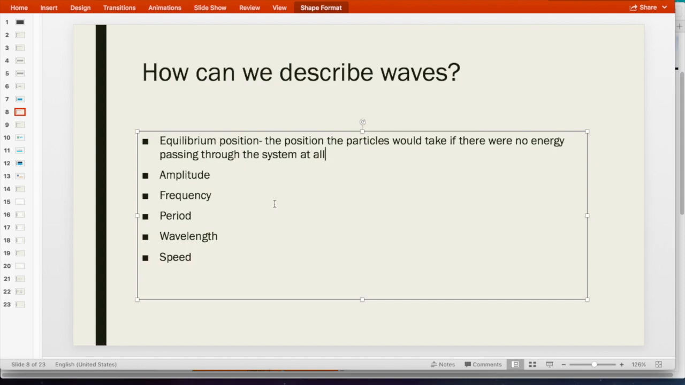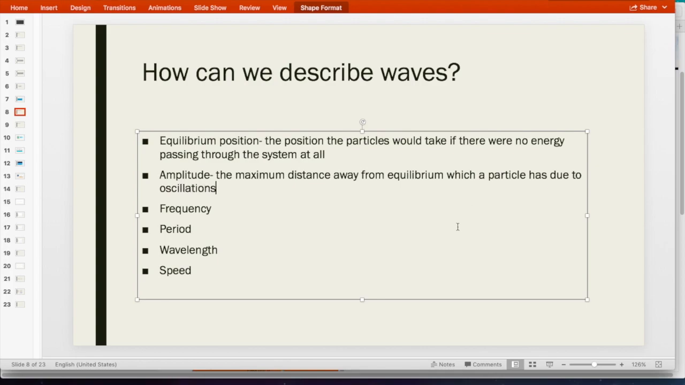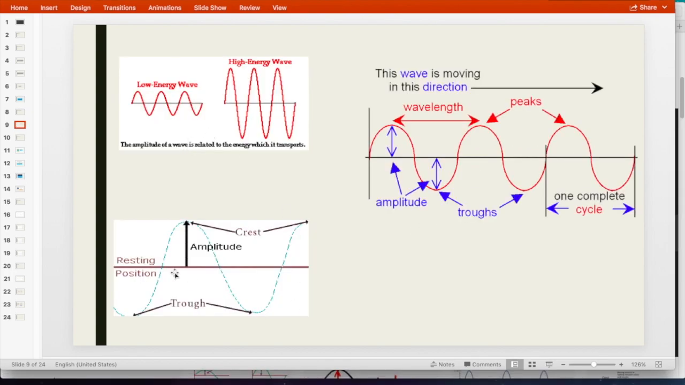What a wave does is it adds energy and causes the particles to oscillate or vibrate away from their equilibrium position. Amplitude is the distance away from equilibrium. Actually, I'm going to say the maximum distance away from equilibrium which a particle has due to oscillations. A much simpler way of saying that is the height of the wave. How tall is the wave? So here's the idea of amplitude.